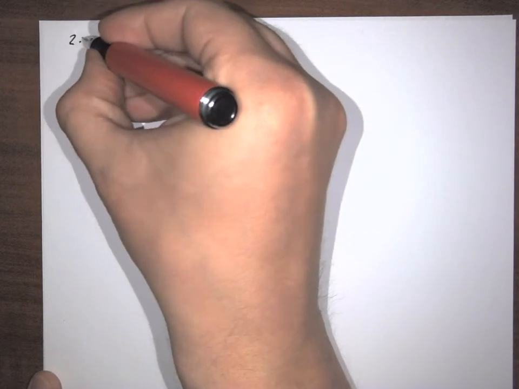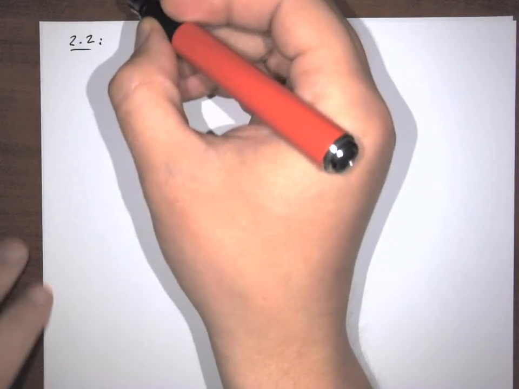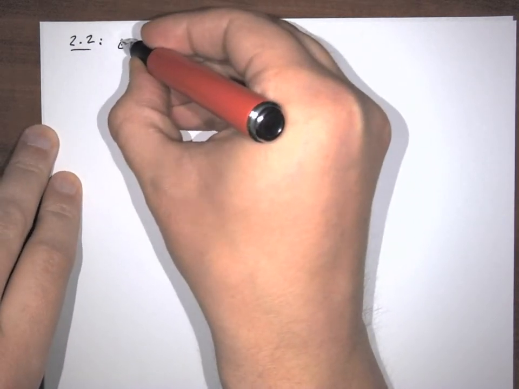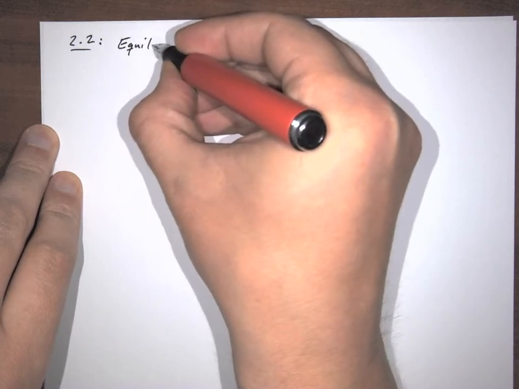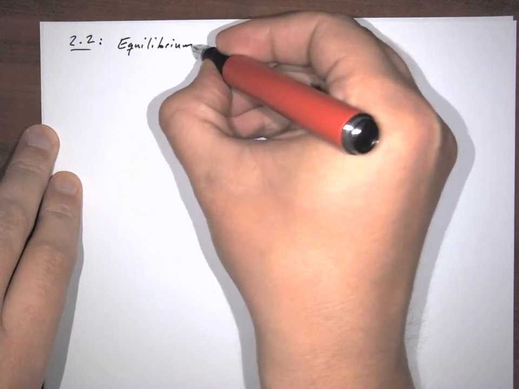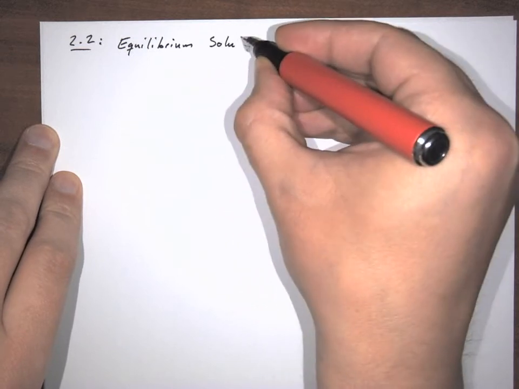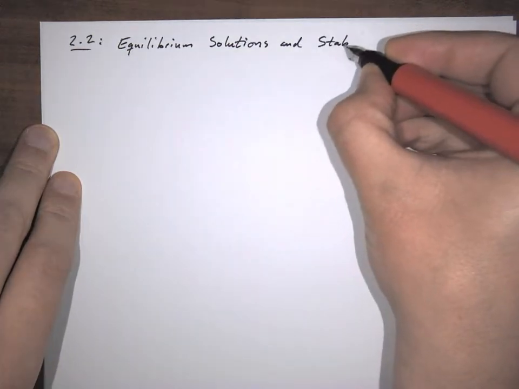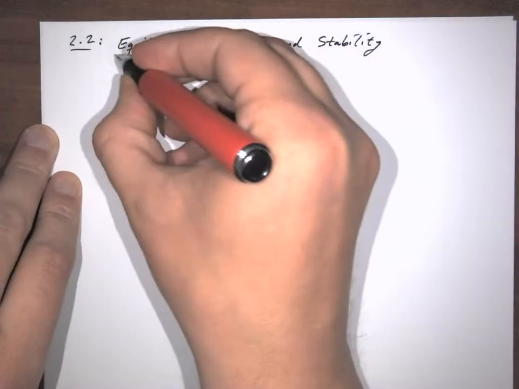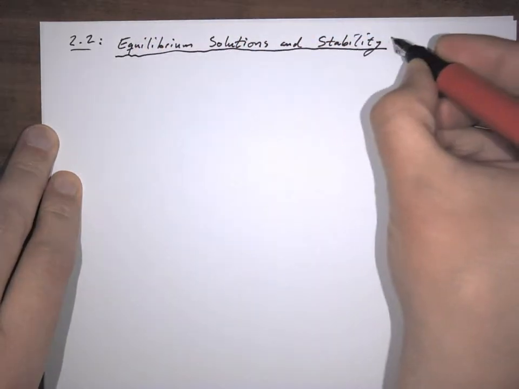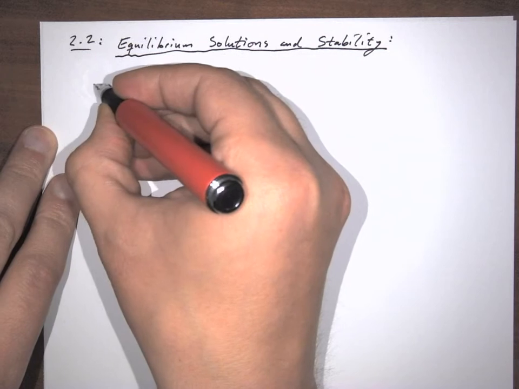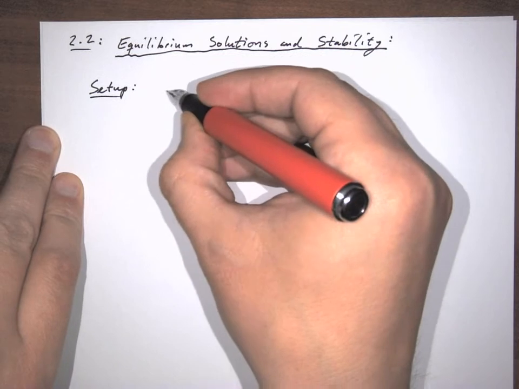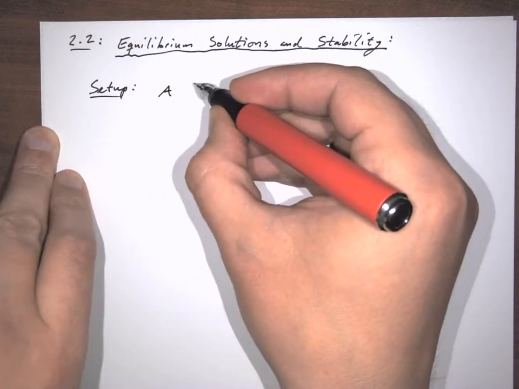So now we're going to be talking about section 2.2, in which we will be discussing equilibrium solutions and stability. So here is the setup. We will be talking about autonomous first-order differential equations.